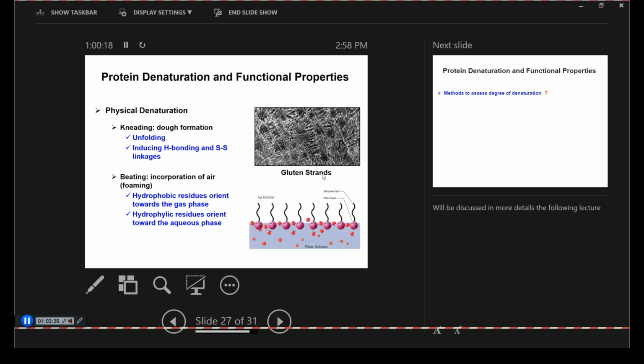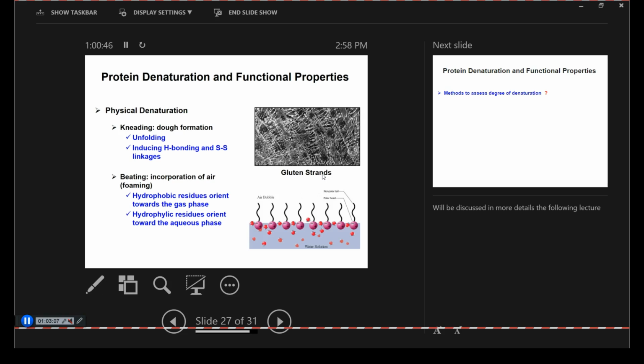Beating as well: your egg protein, when you beat it, you're also physically denaturing it and allowing the hydrophobic residues to orient themselves to the air bubble, and the hydrophilic to orient themselves to the aqueous phase, forming a film at the interface and reducing the surface tension.